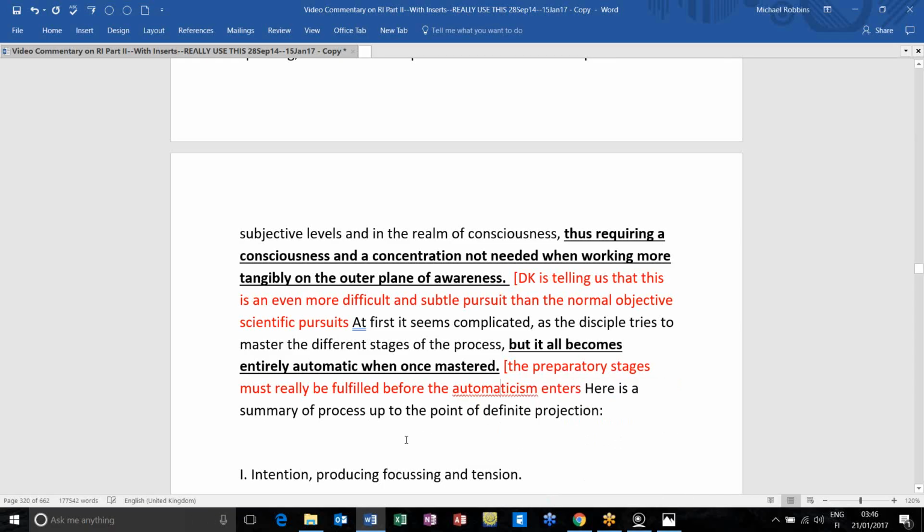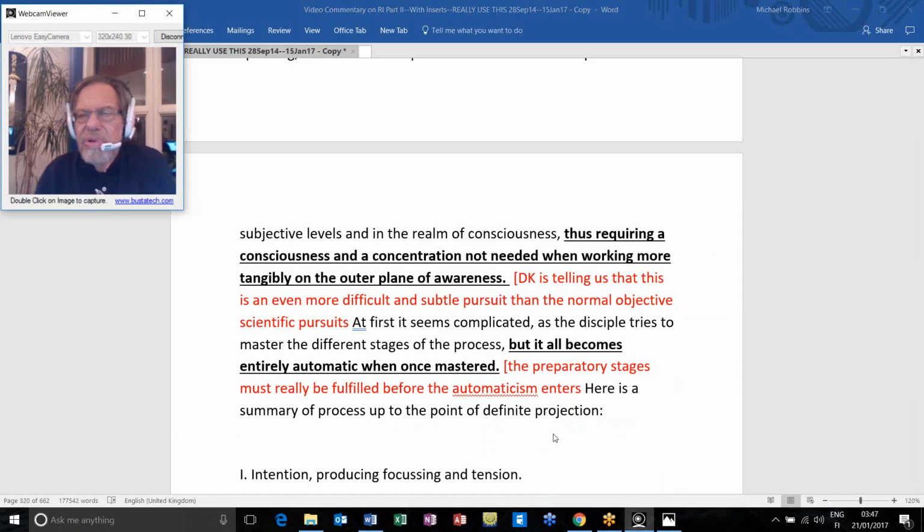Automatisms? Well, I'll just leave it that way. Here is the summary of the process up to the point of definite projection. And DK, being, of course, an excellent teacher, constantly realizes how much it is necessary to repeat what one has said, to fix it in the mind which is unaccustomed to think in these terms.